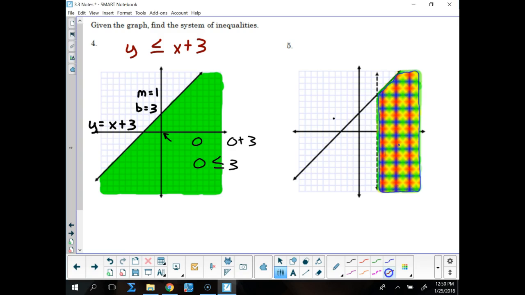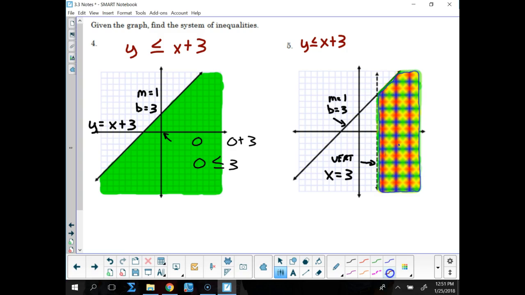Expand on that one. Here again, that is a b of 3, a slope of 1. We're shaded below that one. So this one is, again, going to be y is less than or equal to x plus 3. It's the same as this one over here. Okay? But now I added in this other one. This other part here is a vertical line, which is an x equals line at 1, 2, 3. Correct?